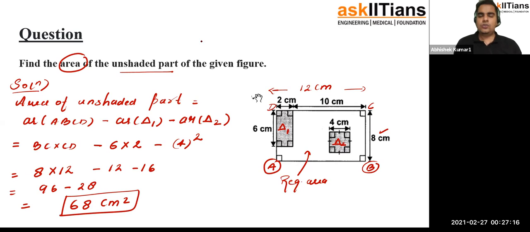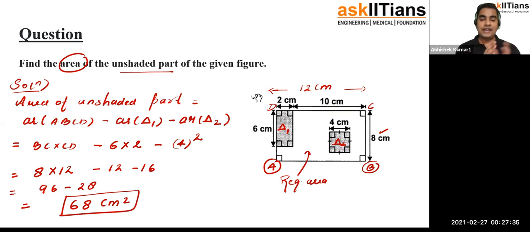If they ask you to calculate the area of the shaded part, that means you just need to calculate the area of delta 1, which is representing the rectangle in this situation. You need to calculate the area of delta 2, which is representing the square in this situation. Add both the areas and you will get the area of the shaded part.